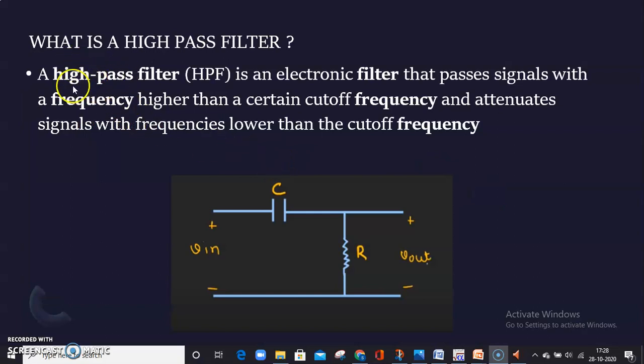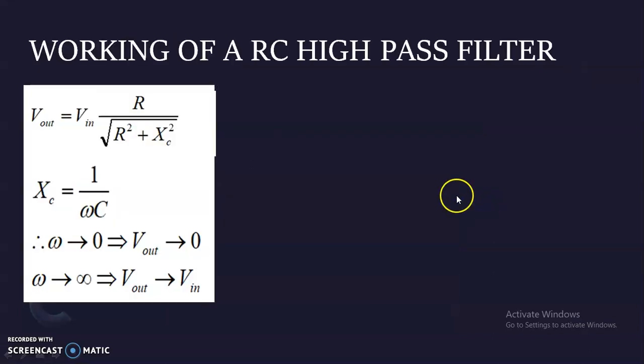So what is a high pass filter? A high pass filter is an electronic filter circuit that passes signals with a frequency higher than a certain cutoff frequency and attenuates signals with frequencies lower than the cutoff frequency. So the circuit is very similar to that of a RC low pass filter, but the difference is that the capacitor and resistor switch positions. Now coming to working of RC high pass filter.